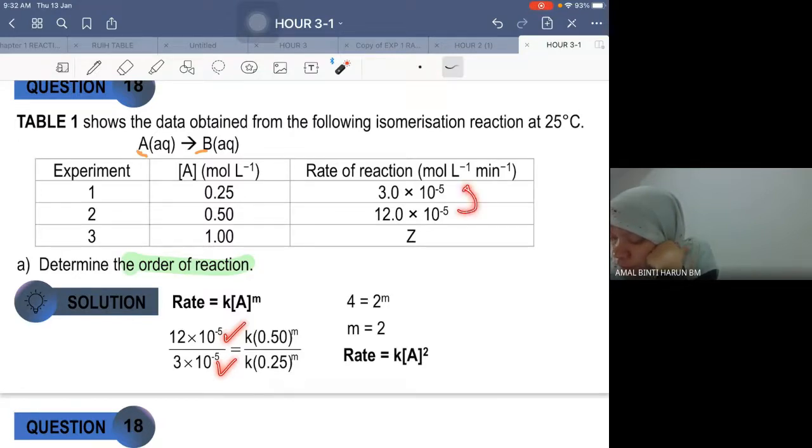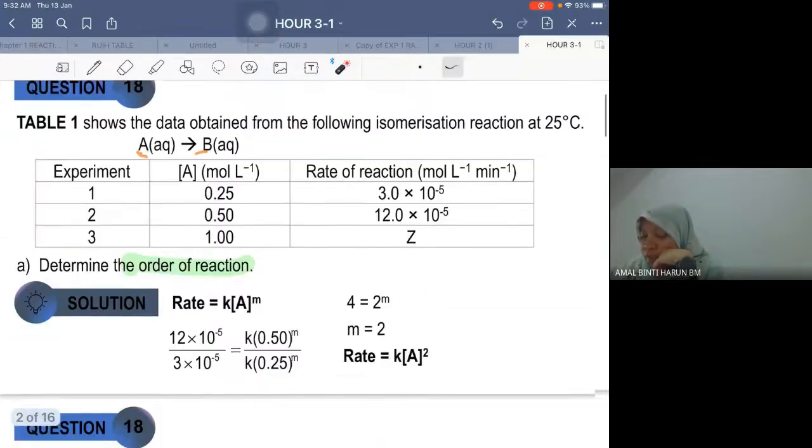And then concentration A divide by concentration A untuk eksperimen 1, power of M. So you factorize this one. You akan bahagi, you dapat 4 power of 2 square. So 2 power of 2, therefore M equal to 2. Tulis balik. Rewrite your rate law.